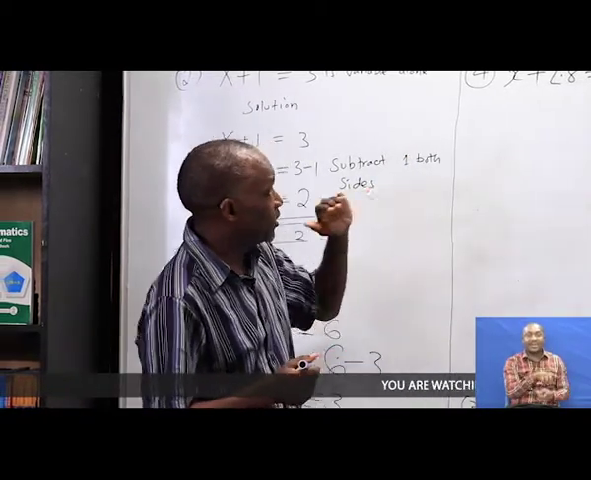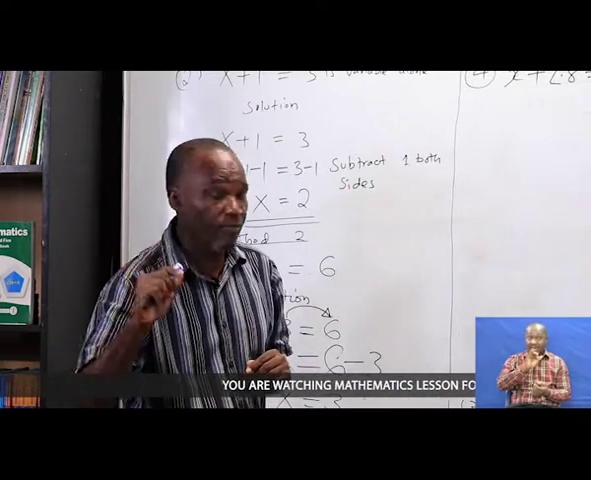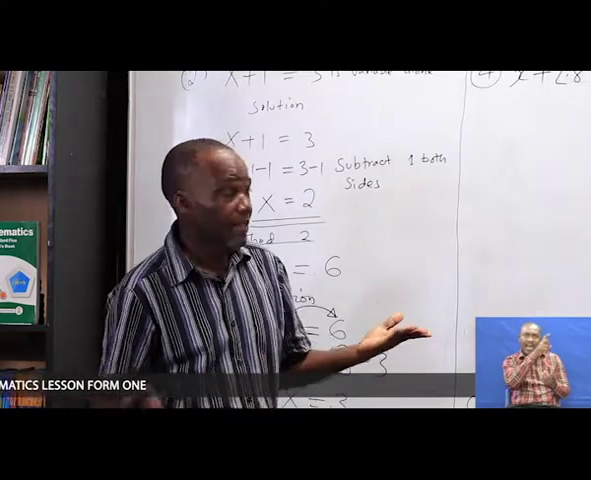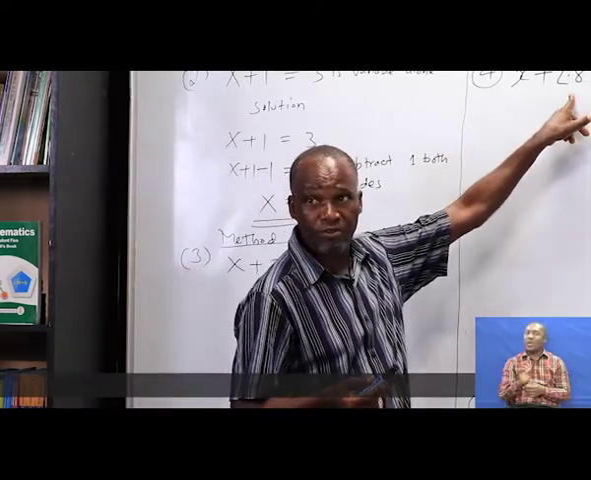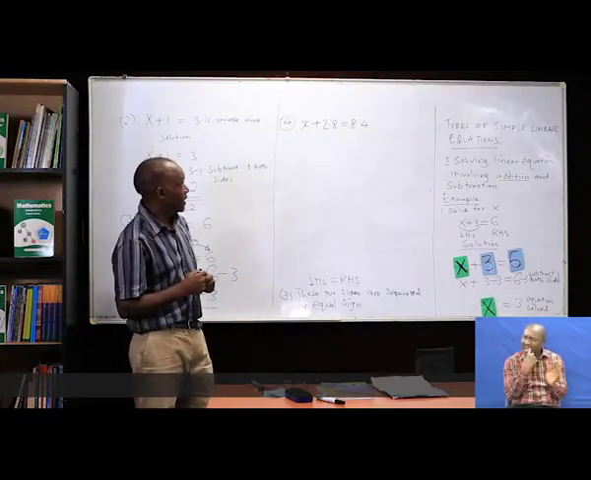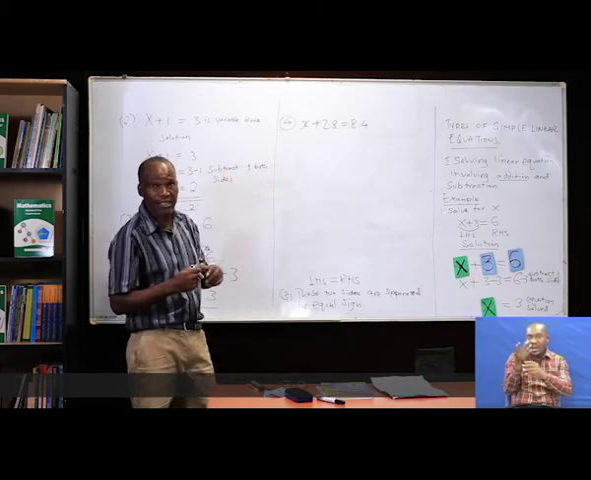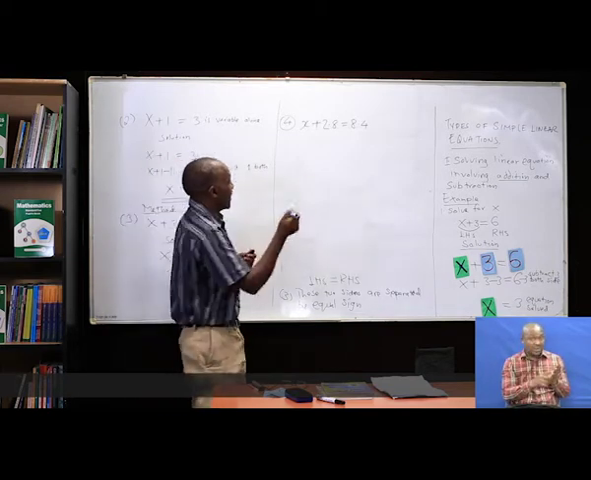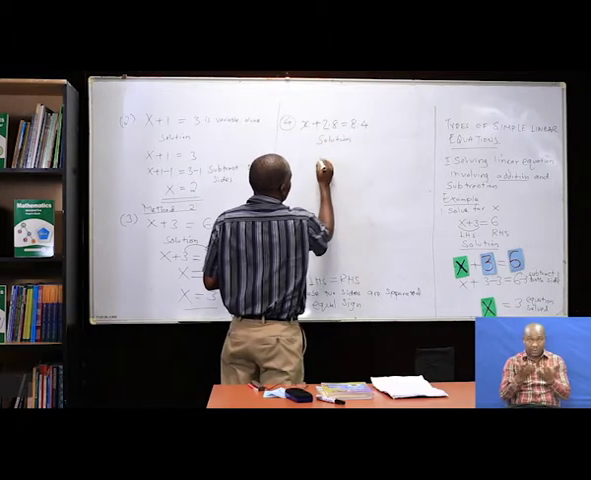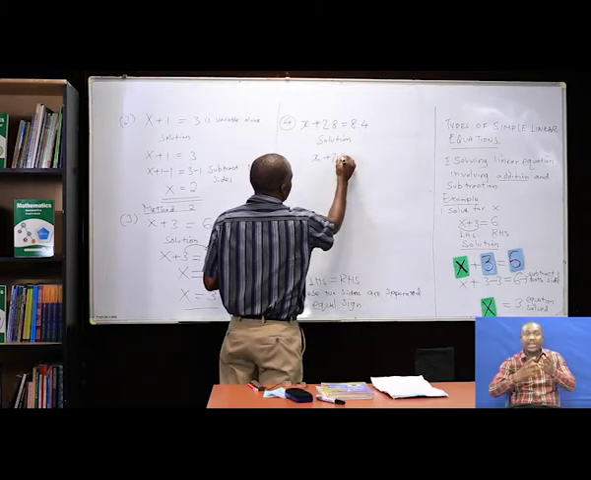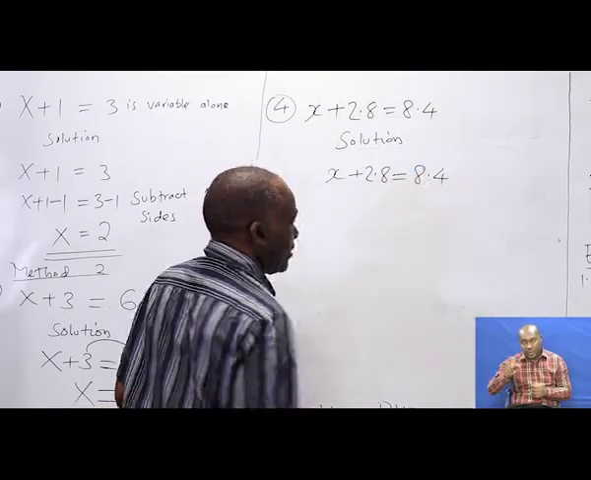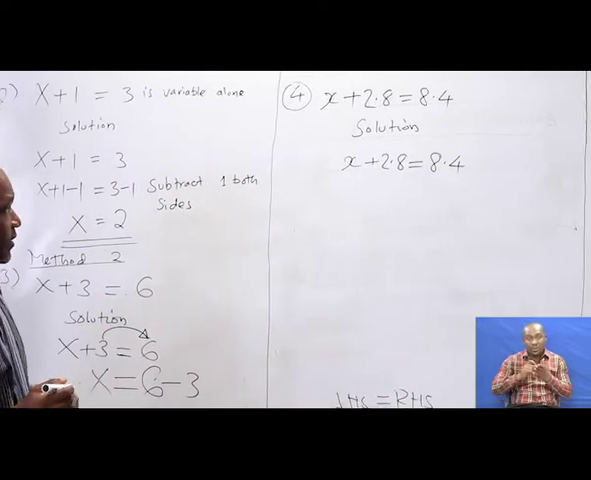So the first thing, check the variable. Is the variable isolated? No. Why? Because there is another numeral. You need to remain with x alone. If x is alone, or a variable is alone, it means you have already solved the equation. Therefore, x plus 2.8 is equal to 8.4. I'm going to use the second method.